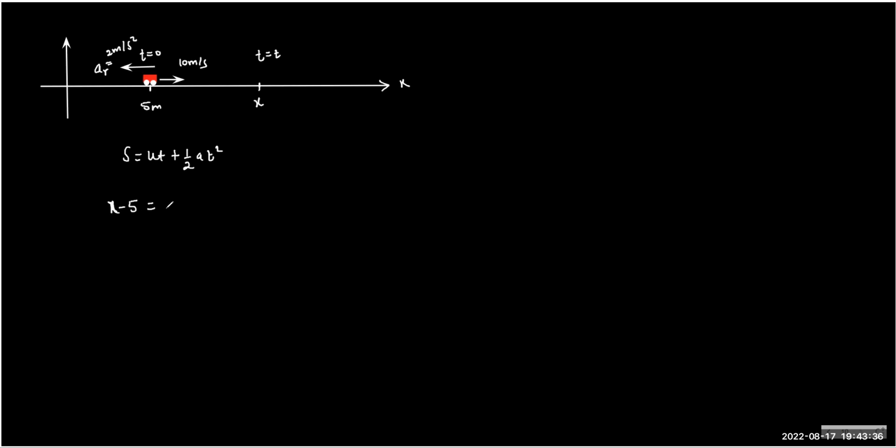What is u here? 10. t plus half, what is a here? Minus 2. Very good. So we can clearly see that x we can write as 5 plus 10t minus t square. So x is a quadratic function, yes or no, guys?